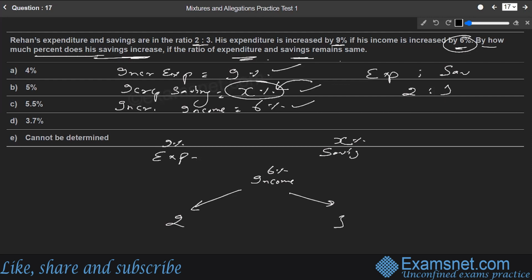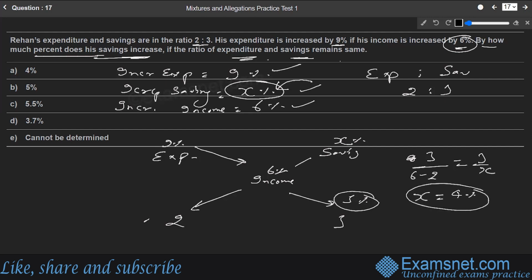Okay, now if we solve this out, what do we get? Income is 6 and expenditure is 9, so 9 minus 6 is 3% here. And X minus 6, or 6 minus X, remains the same. So what should be the ratio as the chart suggests? It has to be 9 minus 6, that is 3 only, divided by 6 minus 2, should be equal to 3 by X. That's what it becomes. So the X value comes out to be exactly 4%.